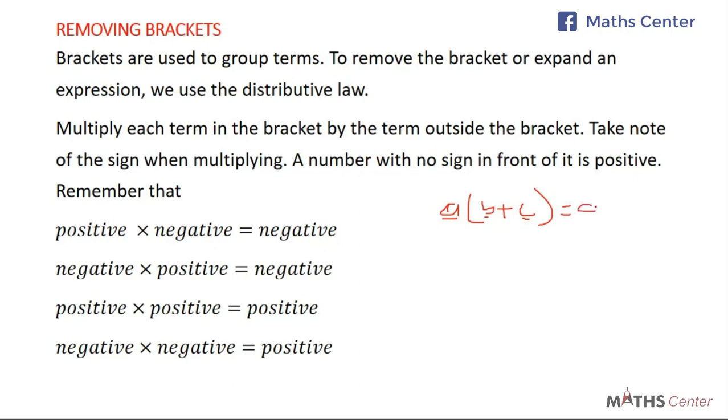So we are going to have A times B, then plus A is going to multiply C. So A times C. So that's all. This is what we are going to do here. We are going to use what is outside the bracket to multiply what is inside the bracket.